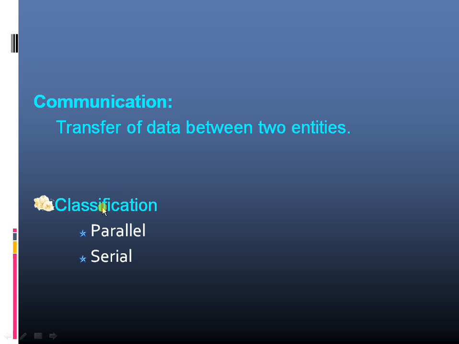Now, this communication is classified into two types: parallel and serial. What is parallel communication? As the name itself says, it means simultaneous, or more than one. Here, multiple bits are transmitted at the same time. If multiple bits are transmitted at the same time, that kind of communication is considered parallel communication. And what is serial communication? Here a single bit is transferred at a time, so it is called serial communication. Or else we can also call it bit by bit data transfer. Let us see how these circuits look.